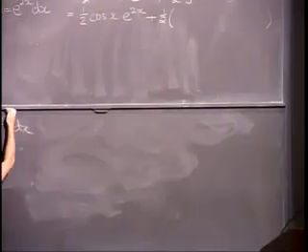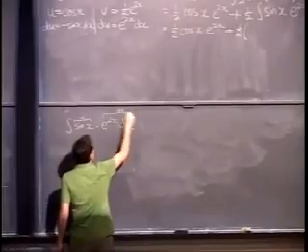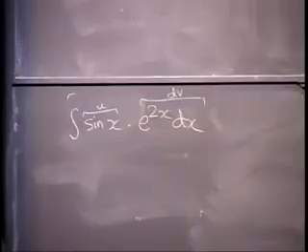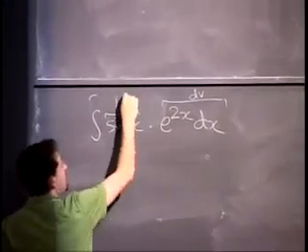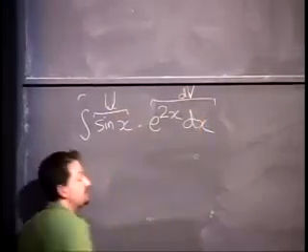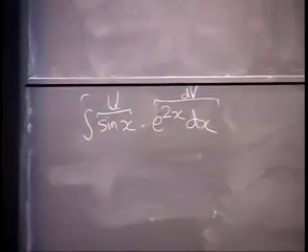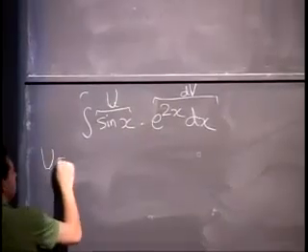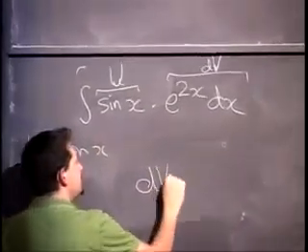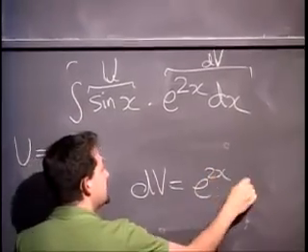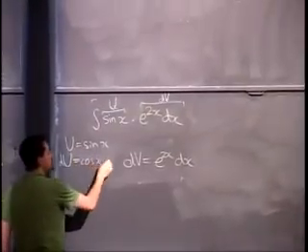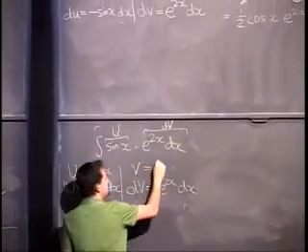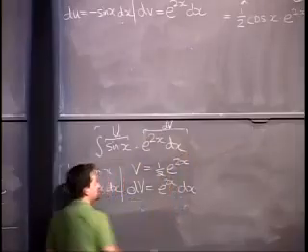So I get u and I get dv. Well, actually, let me be true to what I said before and call this a capital U. Because, you know, I've already used little u and little v. Okay, so let's see what happens. U is sine x. dV is e to the 2x dx. So this time dU is cosine x dx, no minus sign needed. And once again, capital V is 1/2 e to the 2x.